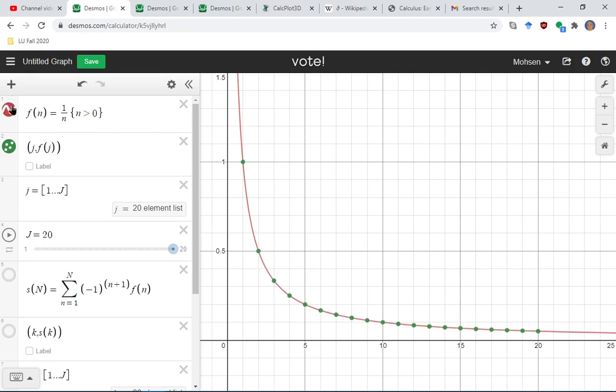We are looking at the values of this function at whole numbers. So 1 over 1, that's just 1. 1 over 2, that's a half. 1 over 3 is a third, a fourth, a fifth, and so on. What are we going to do with these things?